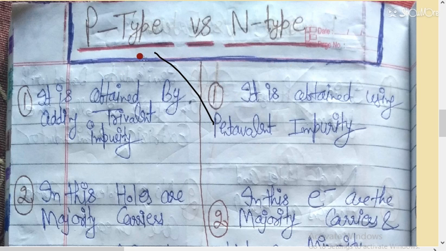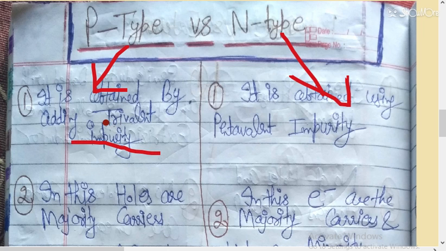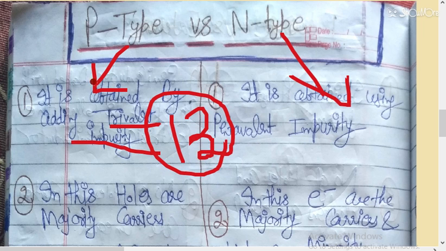Okay, so P type is on the left hand side and N type is on the right hand side. P type semiconductor is obtained by adding trivalent impurity. Trivalent impurity is group number 13. So if we add group number 13 into group number 14, then we get the P type semiconductor.